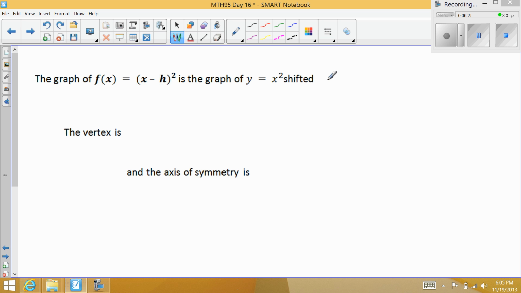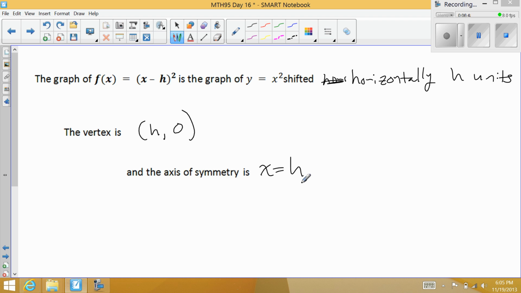So this would be shifted horizontally h units. The vertex is going to be at (h, 0), and the axis of symmetry is going to be x equals h. So again, a vertical line right through the vertex.